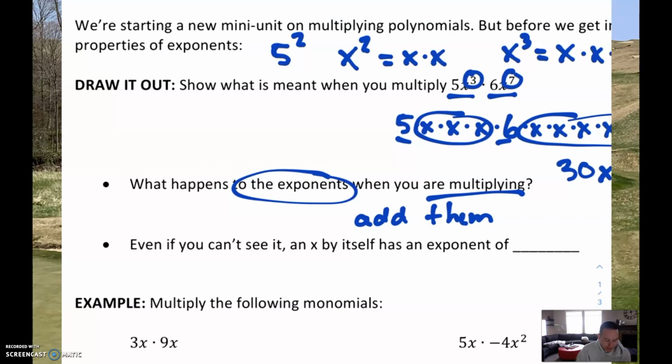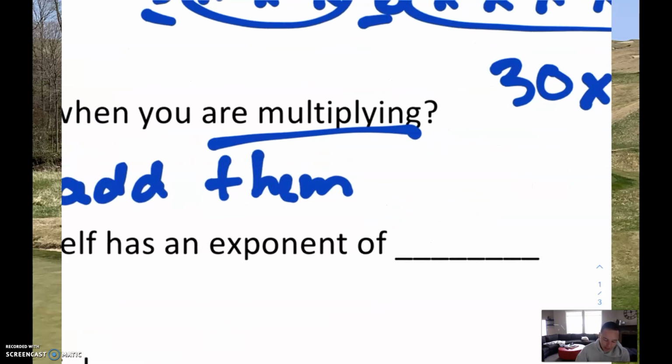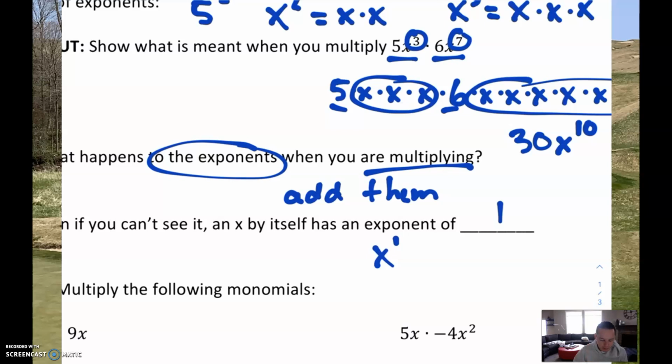And the next bullet point there, even if you cannot see it, an x by itself has an exponent of 1. This is just x by itself. You're just multiplying it by x one time. So x is the same as x to the 1st. We just don't write the 1 up there. It's implied. You don't see it. But it does mean there's a 1 up there.